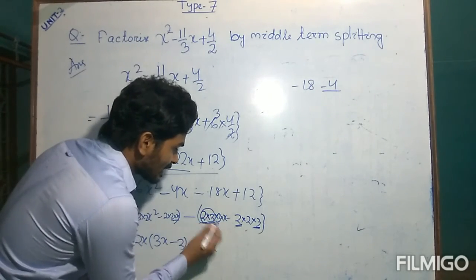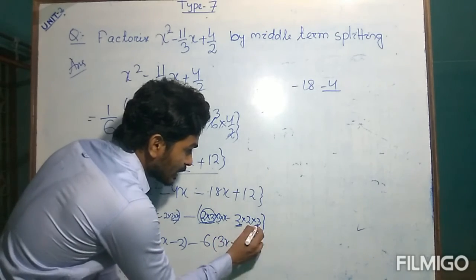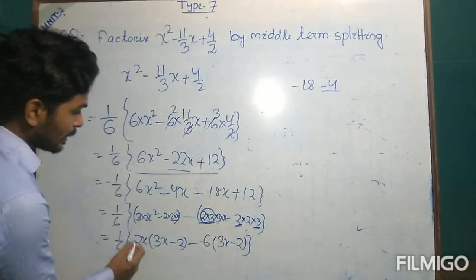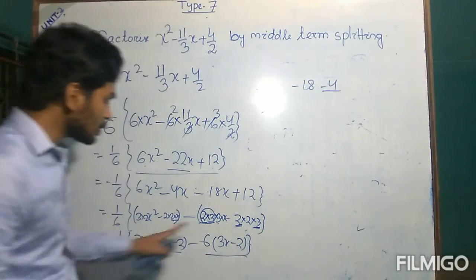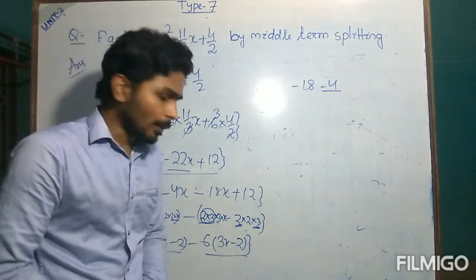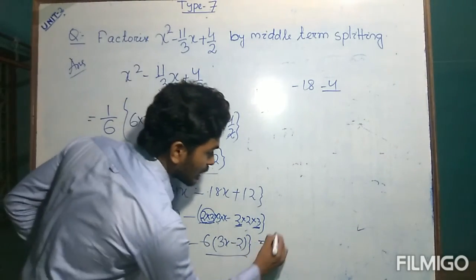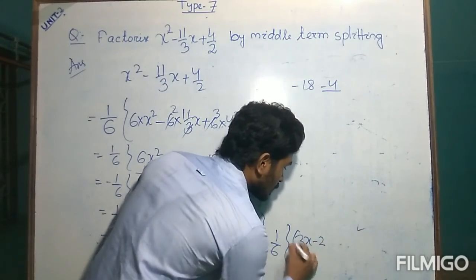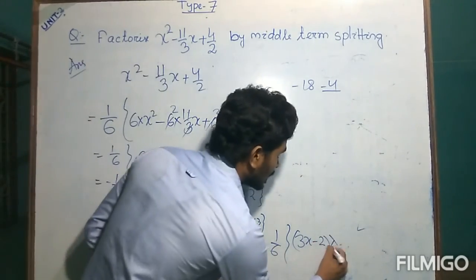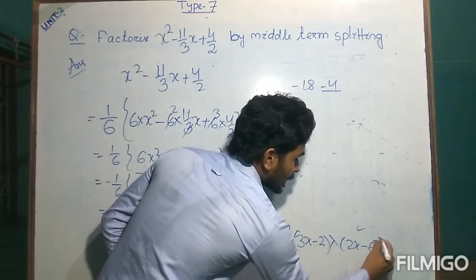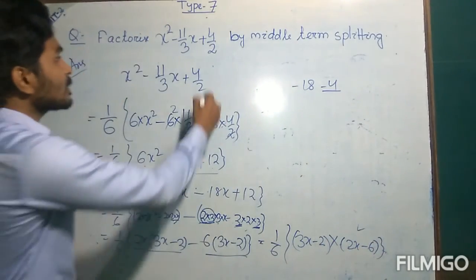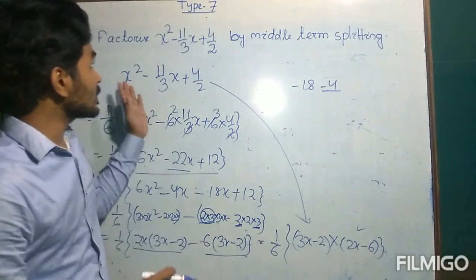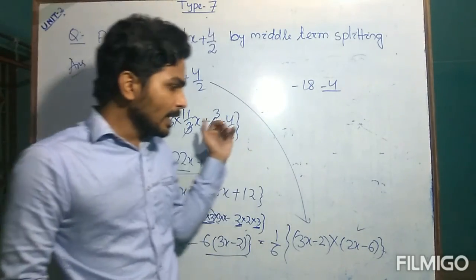So when 6 is taken as common, the remaining is 3x. Here 2 3s are taken common, so the remaining is 2. So we get this is the first term, this is the second term, and in these two terms 3x minus 2 is the common term. So you can take 3x minus 2 as common, and we have the remaining 2x minus 6. And we can convert this quadratic polynomial now into the product of two linear polynomials, and our factorization is now being completed. Okay, clear now?